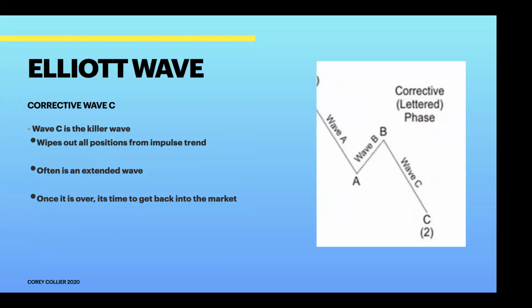Corrective wave C. Wave C, guys, is a killer wave. It kills all profit, basically, right? It wipes out all positions from the impulse trend. And it is often an extended wave, meaning it often has its own 5 cycles, or 5 waves, that it'll go through. Once it is over, it's time to get back in the market for the major trend.